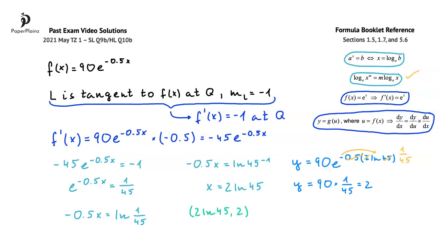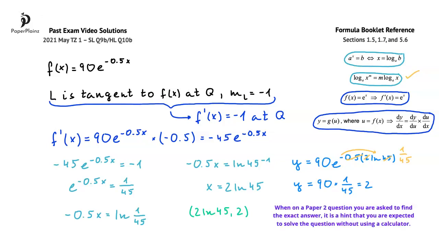In the beginning of this question, I mentioned the meaning of the word exact in this context. So my exam taking tip is a reminder that when on a paper 2 question you are asked to find the exact answer, it is a hint that you're expected to solve the question without using a calculator. Of course, you can then use your calculator to check whether your solution is correct or not.